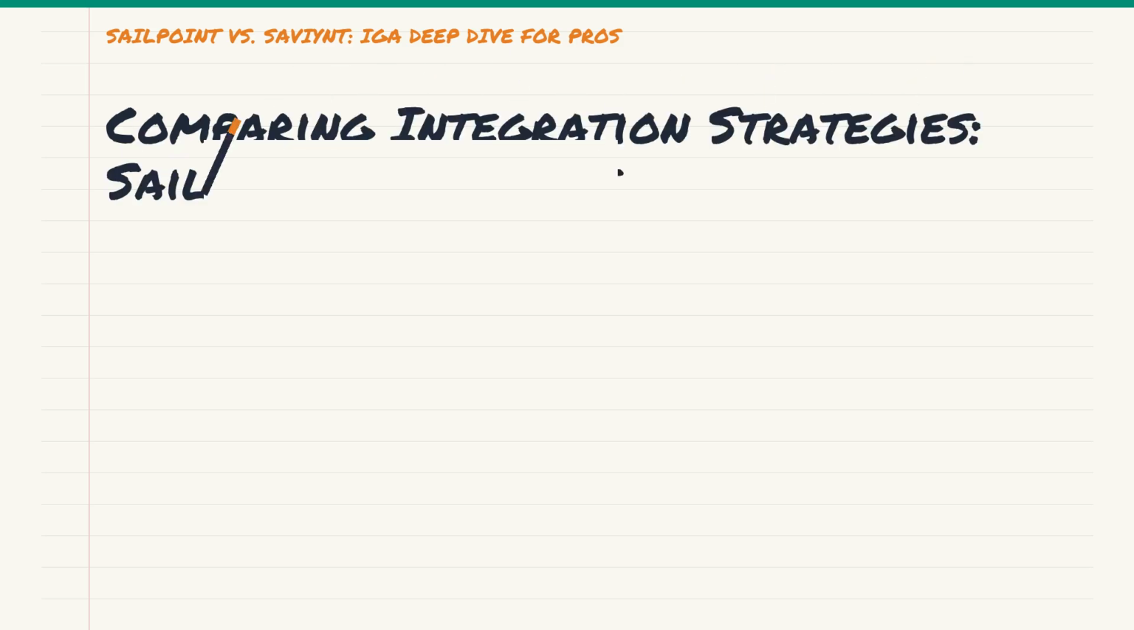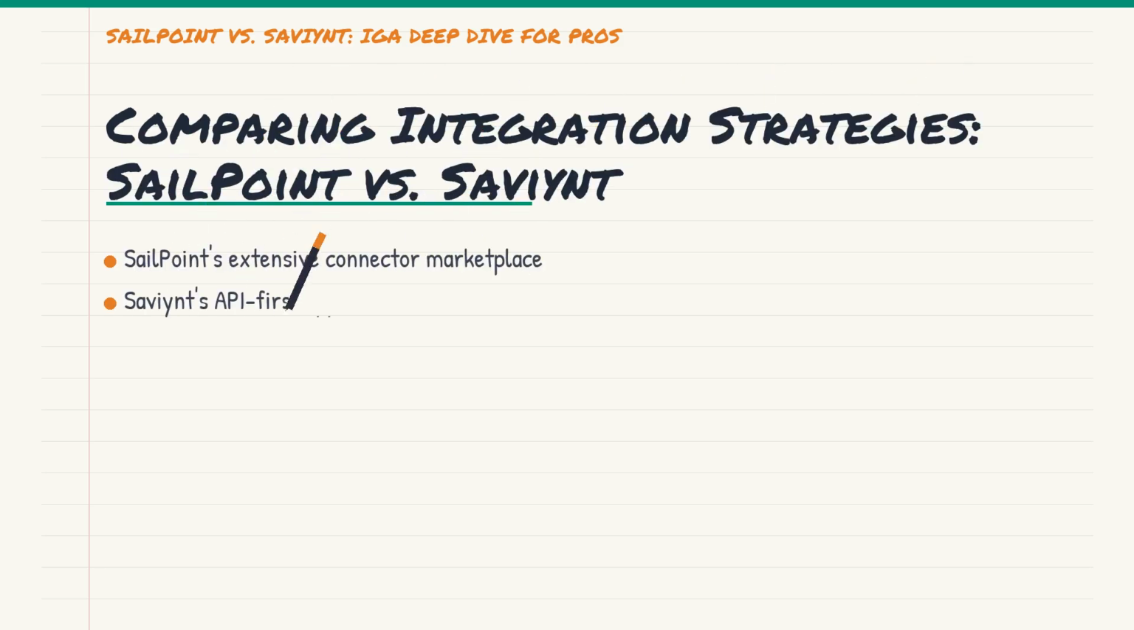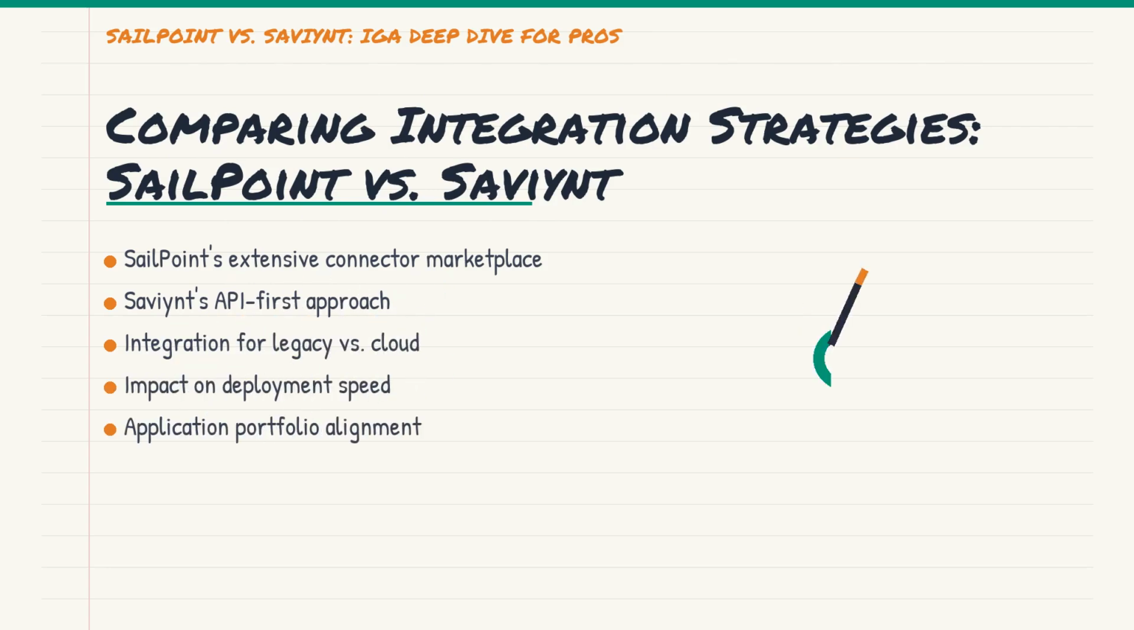When it comes to integrating with diverse applications, SailPoint often leverages a vast connector marketplace and a more established framework for custom connector development suited for deeply embedded legacy systems. Saviynt, with its cloud-native approach, often emphasizes API-first integrations and a more unified data model, making it potentially quicker to connect to SaaS apps and cloud platforms. The choice here often depends on the organization's existing application portfolio and its cloud adoption strategy. A bank with many on-prem systems might lean towards SailPoint's breadth, while a cloud-native tech company might prefer Saviynt's agility.